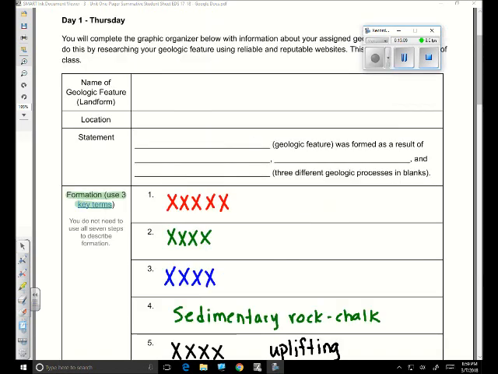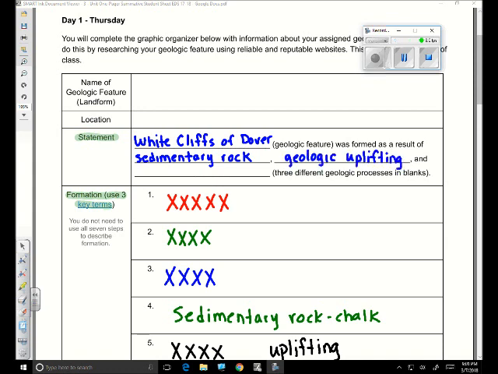So I want to go back now to the statement. So you need to write the white cliffs of Dover, and they were formed as a result of, so first they were formed as sedimentary rock underneath the ocean. Then there was geologic uplifting that brought those sedimentary rocks up out of the ocean. But those cliffs are not the same as they were millions of years ago, and that's because we have weathering and erosion. So those cliffs are actually smaller than they were a long time ago.